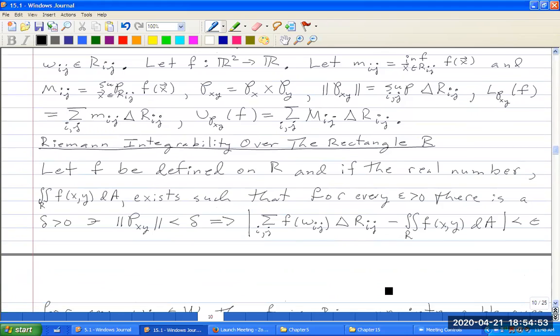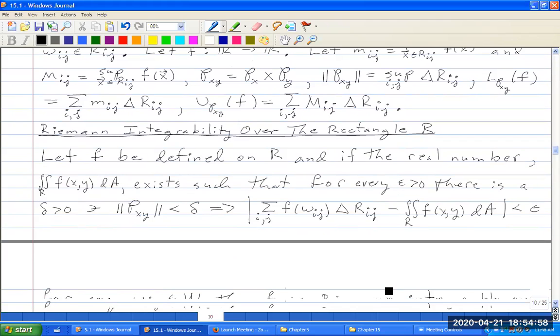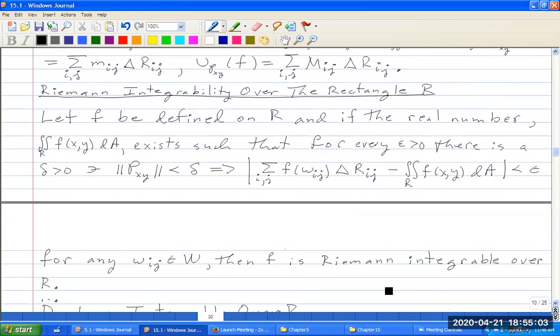First, let me define Riemann integrability. Riemann integrability is, again, a little bit more difficult concept than Darboux integrability, because you not only have a partition, but a partition gives you an infinite number of things to look at, and within that you also have an infinite number of choice points. So it's an infinity of an infinity. So it makes it a little bit more difficult to see what's going on.